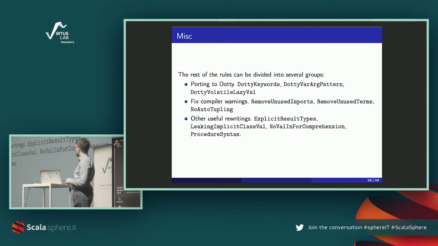And the rest of the Scalafix rules can be divided into three groups. The first group is porting to Dotty, so from Scala code to Dotty. The second group is to fix compiler warnings. Scalafix just reads the compiler output and, for example, removes some unused imports, or removes some unused definitions, or rewrites auto-tupling, etc. And it has other useful rewritings. I won't go into details again, because you can always go to the docs, and it's better to read the docs, not my presentation, for the tools.